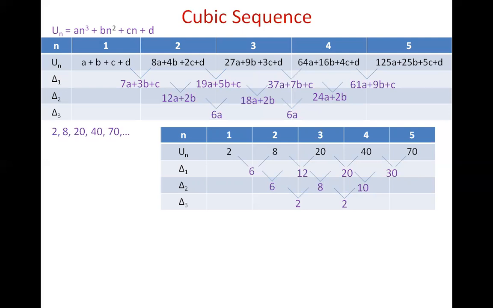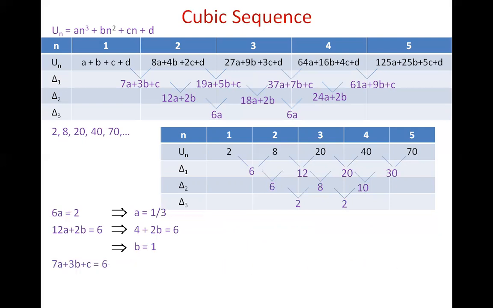Now we have to compare the two tables to get the nth rule. First we have to find the a, b, c, d values. 6a will be equal to the third level of difference, I am comparing first. That is, 6a will be equal to 2, then a is 1 upon 3. Now the second level of difference, if you compare, 12a + 2b will be equal to 6. Substitute the a value, 1 by 3. 12 times 1 by 3 is 4. 4 + 2b is 6. 4 you transpose to that side. 6 minus 4 means 2. 2b is 2. Then b will be 1.